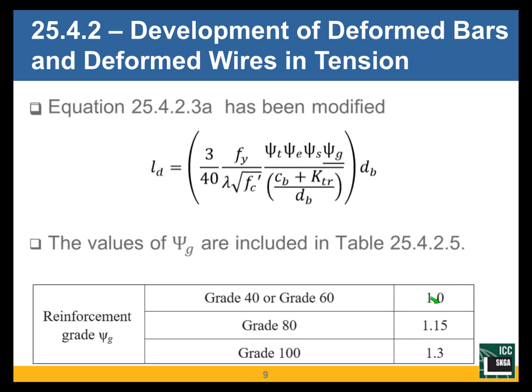If instead of going by the table, we decide to go by the equation for straight bar development length in tension, again, the reinforcement grade factor psi_g has been added. Okay. The value of psi_g is 1.0 for grade 40 and grade 60 reinforcement, 1.15 for grade 80 reinforcement, and 1.3 for grade 100 reinforcement.